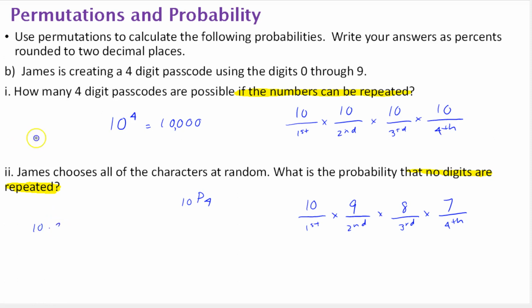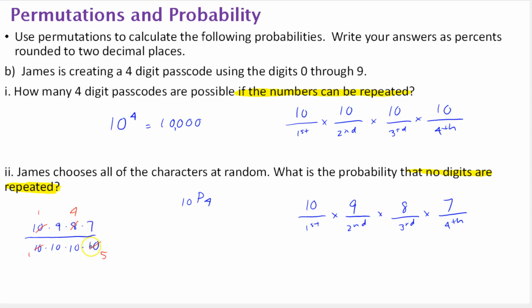So we have 10 times 9 times 8 times 7 over 10 to the 4th. I'm going to write out all the factors, and we can simplify this a little bit. Again, you can do this on your calculator. The 10s cancel. 8 has 3 factors of 2, so 8 divided by 4.